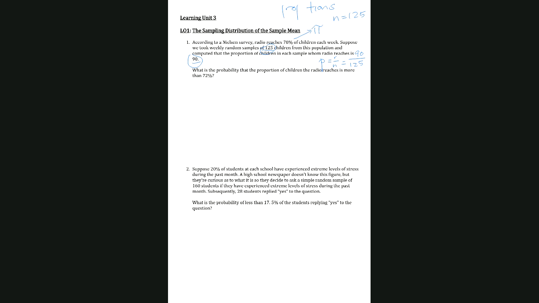So 90 out of 125 is your value for P, which is your sample proportion, and that gives you a decimal of 0.72. So you now have P and you also have pi. And then they said to you, what is the probability that the proportion of children that the radio reaches is more than 72%? So what you're going to do first is plot your bell-shaped curve.